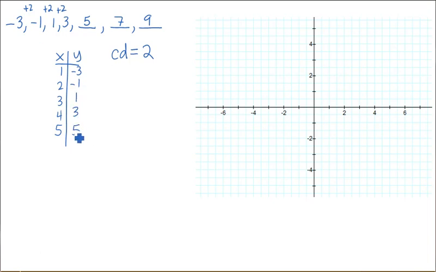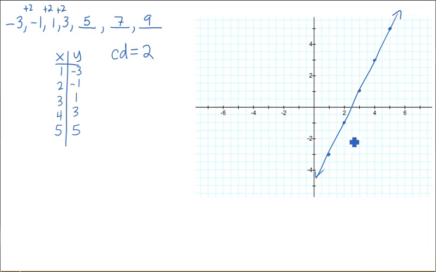We'll go ahead and plot these. The first term is negative 3, the second is negative 1, the third is 1, the fourth is 3, and then the fifth is 5. Now hopefully you can see that these lie along a straight line, so we can draw the line that connects those points. Okay, so from this we learned something.